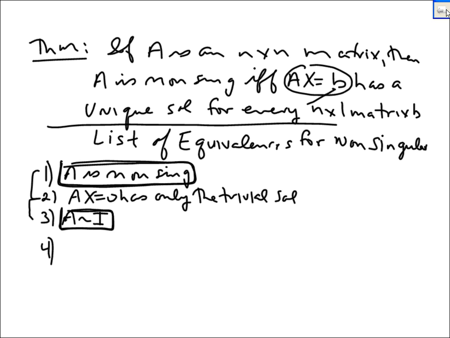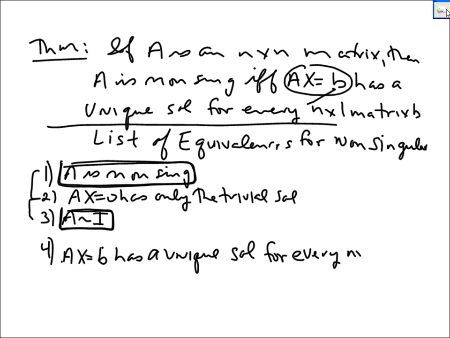And now we can add the last theorem. AX equals B has a unique solution for every n by 1 matrix B. Okay, that completes the section on the inverses.